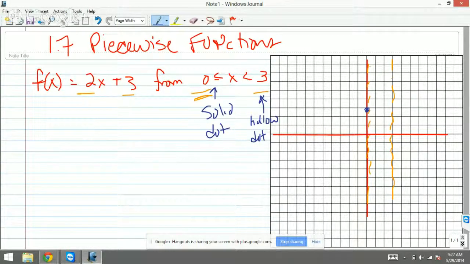And what's the function value at 3? Say it louder. Thanks, Zach. And that's hollow or solid? Right. Because if you take 3 and you plug it in, 2 times 3 is 6 plus 3 is 9. So that's just one piece of that function on that interval. Instead of doing the whole line, we're just restricting it to that domain and range.